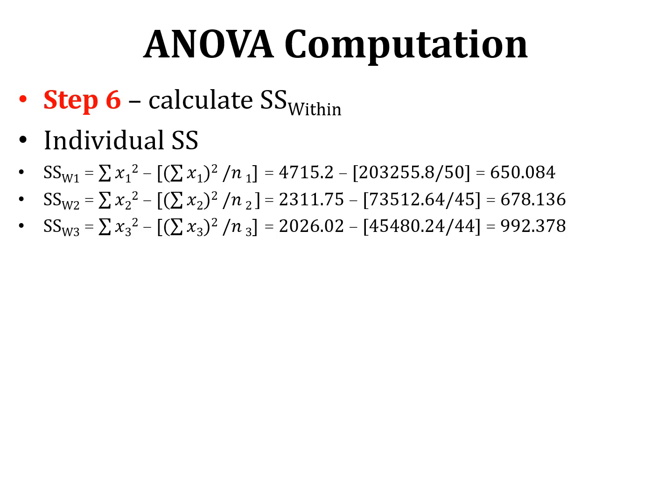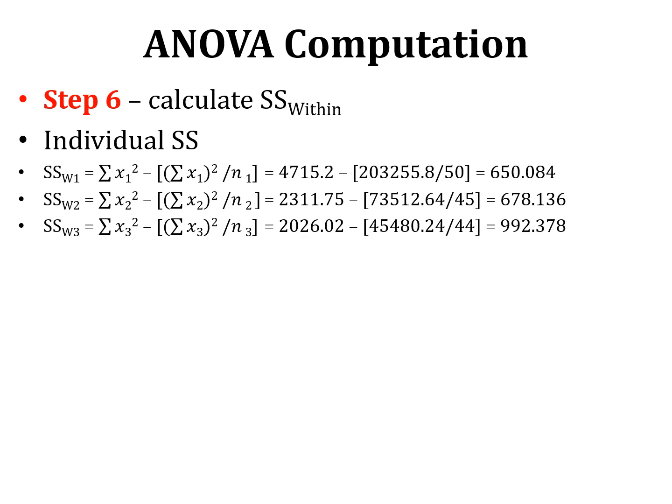Then we have the sample number 3, and the summation x square for sample number 3 is 2026.02, and the summation x3 whole square is 45,480.24, and this is to be divided by the number of observations in sample number 3, which is 44. So we get the answer, which is 992.378, which is the sum of squares for sample number 3.